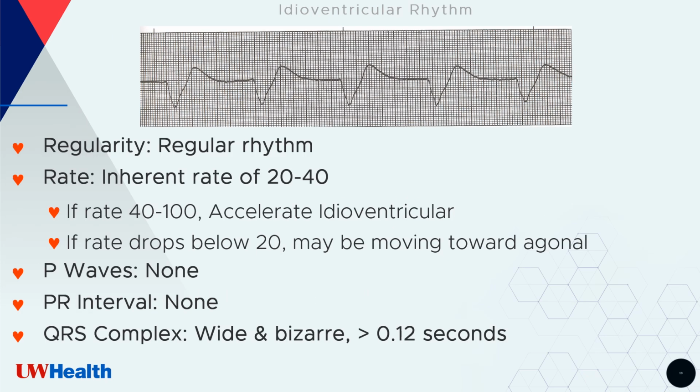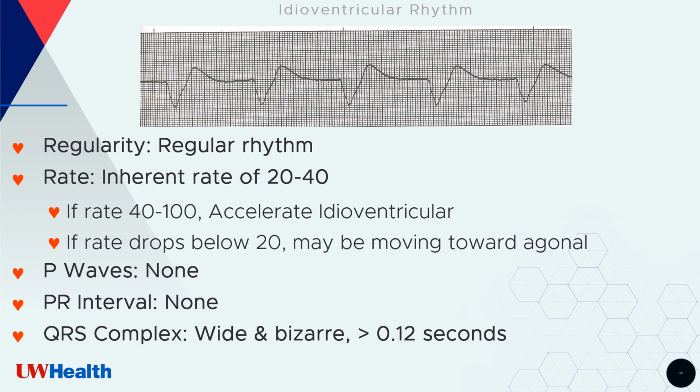Again, if that rate is below 20 to 40, that inherent rate, you could have something where the patient's rate and rhythm is moving toward an agonal rhythm. So you could have someone call a rate below 20 still a ventricular rhythm, but it's really losing some energy. So if we go through all of our questions, we have a regular rhythm. The inherent rate is 20 to 40. If it's above that, it's accelerated idio.